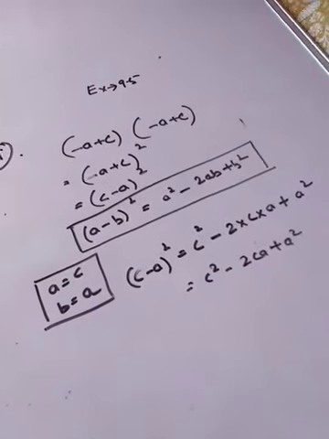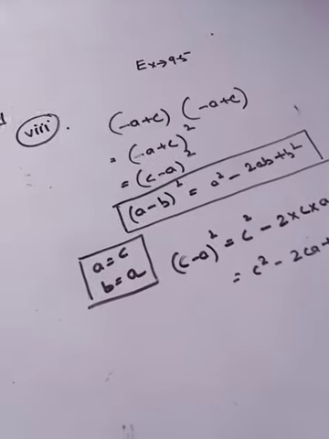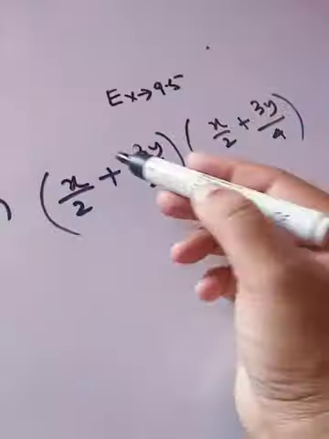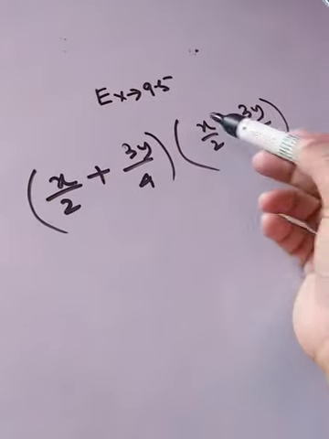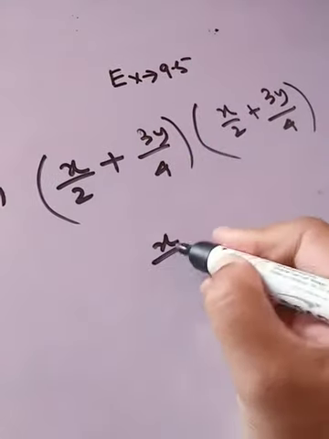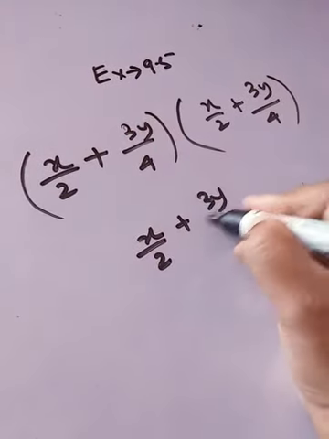Okay, so let's move on to question number 9. This is question number 9. It's easy. You see, x by 2 plus 3y by 4. Again x by 2 plus 3y by 4. That means these two terms are similar to each other. So we can directly write x by 2, 3y by 4.